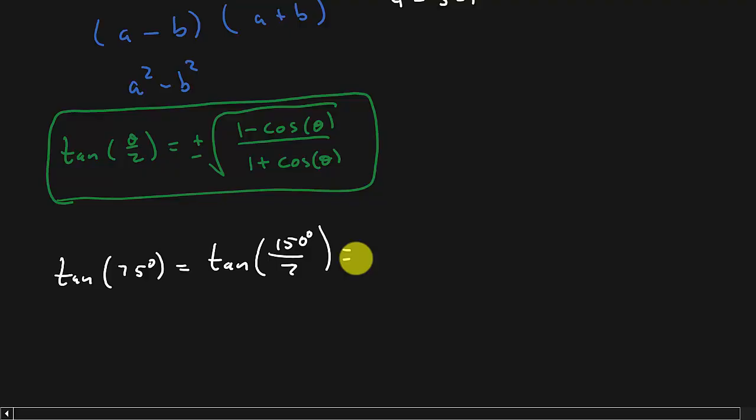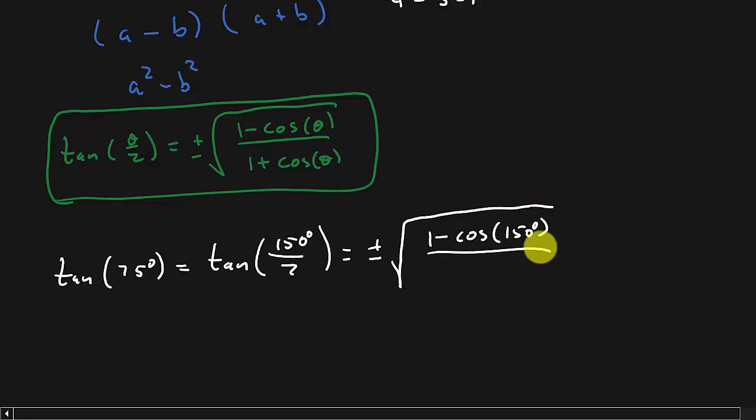All right, so let's plug it in. So this is going to be plus or minus square root of 1 minus cosine 150 over 1 plus cosine 150. All right, now we got the plus or minus. So 75 is in the first quadrant. Tangent is positive, so we're going to use the positive one.